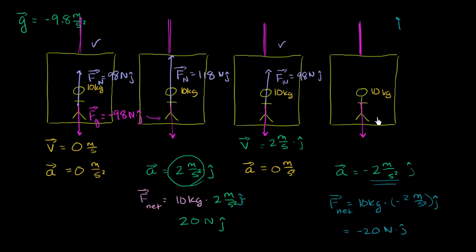So we have the force of gravity at negative 98 newtons in the j direction. So we're not fully compensating for that, because we're still going to have a net negative force while this child is decelerating. And that negative net force is negative 20. So we're only going to have 78. We're only going to have a 78 newton normal force here that counteracts all but 20 newtons of the force due to gravity. So this right over here is going to be 78 newtons in the j direction.